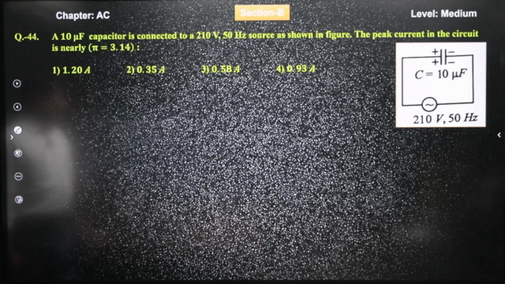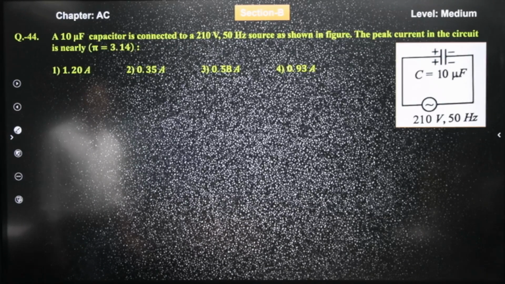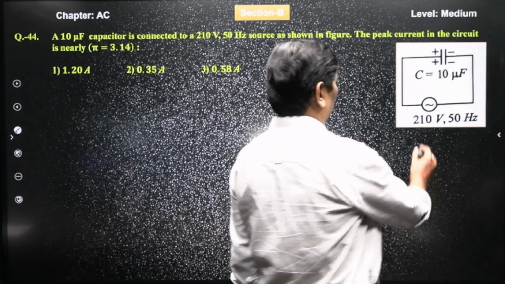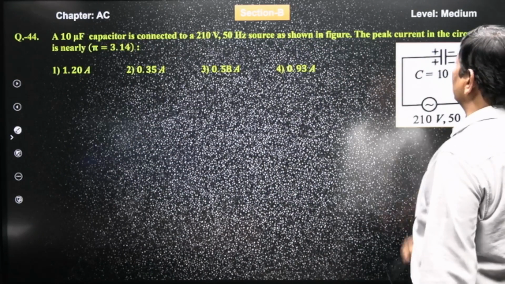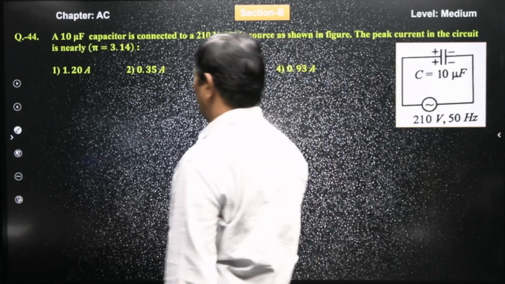AC circuits. This is the first question in AC circuits till now. A 10 microfarad capacitor is connected to a 210 volt 50 hertz source as shown. So, this is a pure capacitor AC circuit. What is the peak current?